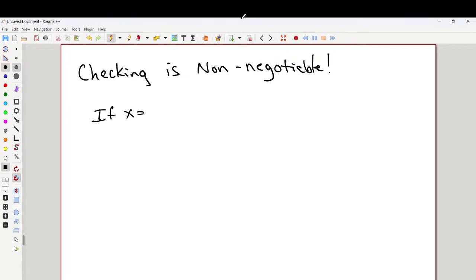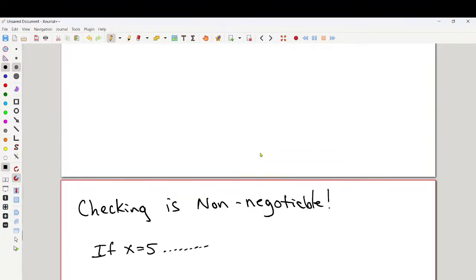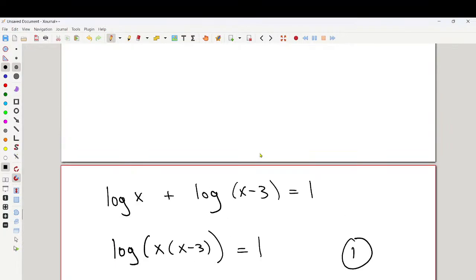If x equals 5, we go back to the original equation. Is that negative or 0? Log 5. Is 5 negative? No. Is 5 0? No. So far, we're good. When I sub in 5 here and I take away 3, I know that's this number, but I'm just trying to say what we're generally going to do: do we get 0 or negative? So 5 is a solution.